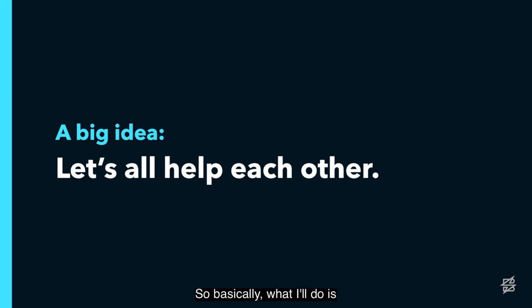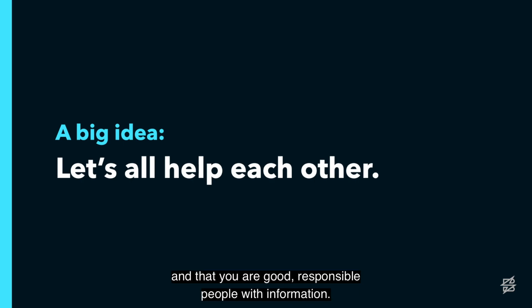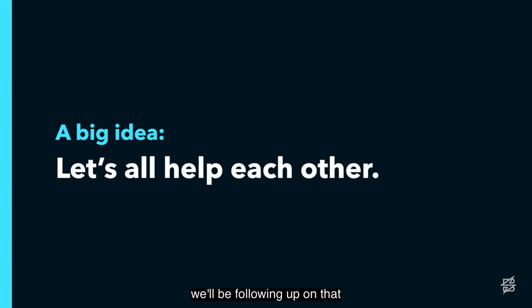So basically, what I'll do is you'll have access to a form. You can pass that form around, collect potential user research subjects with it, and then in return, I will grant you access to a spreadsheet of all these names. Of course, we'll have to have some guardrails so no folks get overused, and we'll ask that you're upfront about incentives, basically that you give incentives, and that you are good, responsible people with information. So if you're interested in that, in the Q&A, we'll be following up on that, and hopefully that will make user research easier for all of us.